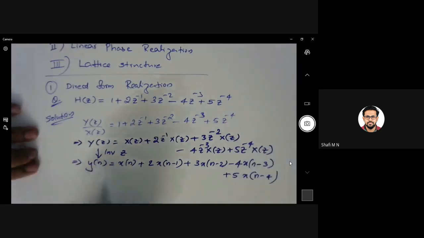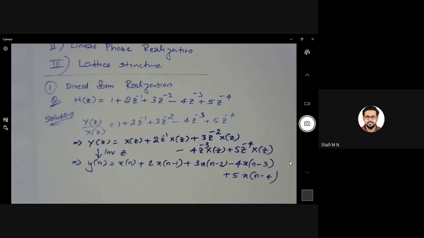So this is the expression for y of n. Now let's create it. So what all things you have to add? Here you can see this, you will have delayed versions of x of n, right? But you will not have any delayed version of y of n.